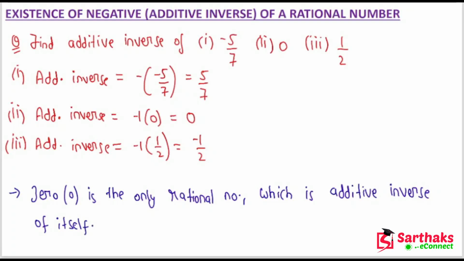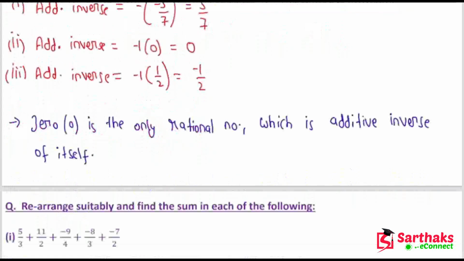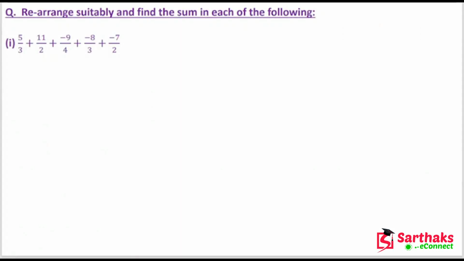So you can see 0 is the only rational number which is additive inverse of itself. Clear? So this was the concept of additive inverse, or you can say negative of a rational number. Now let us do some questions so that we can understand these properties better and we can realize how we can use them and we can get benefit of them in solving questions.